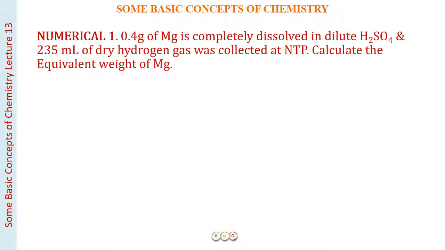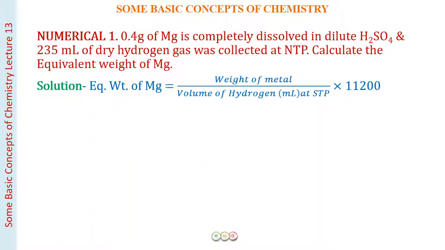So now let us do a few numericals based on these definitions that we have learned. The numerical one says 0.4 grams of magnesium is completely dissolved in dilute H₂SO4 and 235 ml of dihydrogen gas was collected at NTP. Calculate the equivalent weight of magnesium. So here we will be comparing magnesium with hydrogen. We get the equivalent weight of magnesium to be the weight of the metal divided by the volume of hydrogen at STP multiplied by 11,200, because the volume of hydrogen is in ml. So substituting the values, weight of the metal 0.4, volume of hydrogen 235, multiplied by 11,200, we get the equivalent weight of magnesium to be approximately 19 grams.